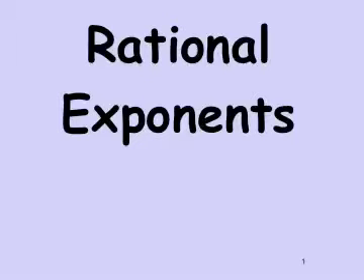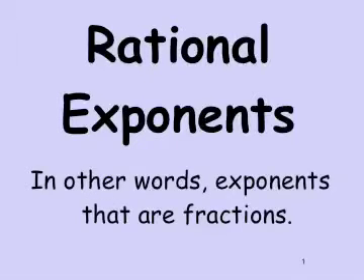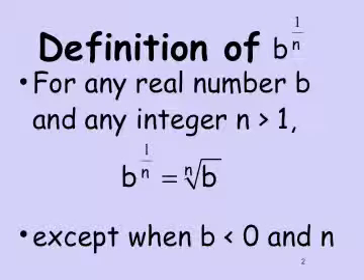Section 5-7 starts with rational exponents. These are exponents that are fractions. Here we have a definition of a base raised to a fractional exponent. If b is any real number and n is greater than 1, then b to the 1 over n simply is the nth root of b.